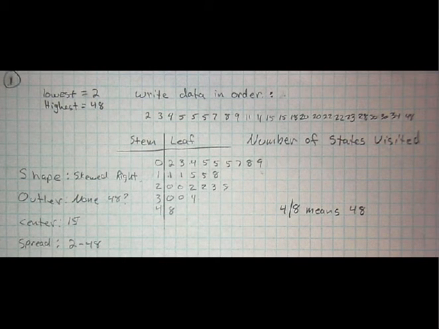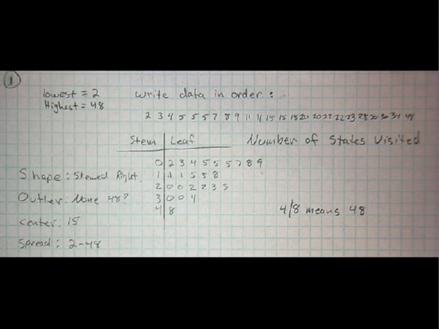Then we have the center. The center is just the piece of data that's in the middle. Now you can just estimate this by kind of looking at how many there are, or you can count the pieces of data on one side and count the pieces of data on the other side and make sure you're in the middle. The spread is just going to be the smallest number to the biggest one. So we'll just say 2 to 48.